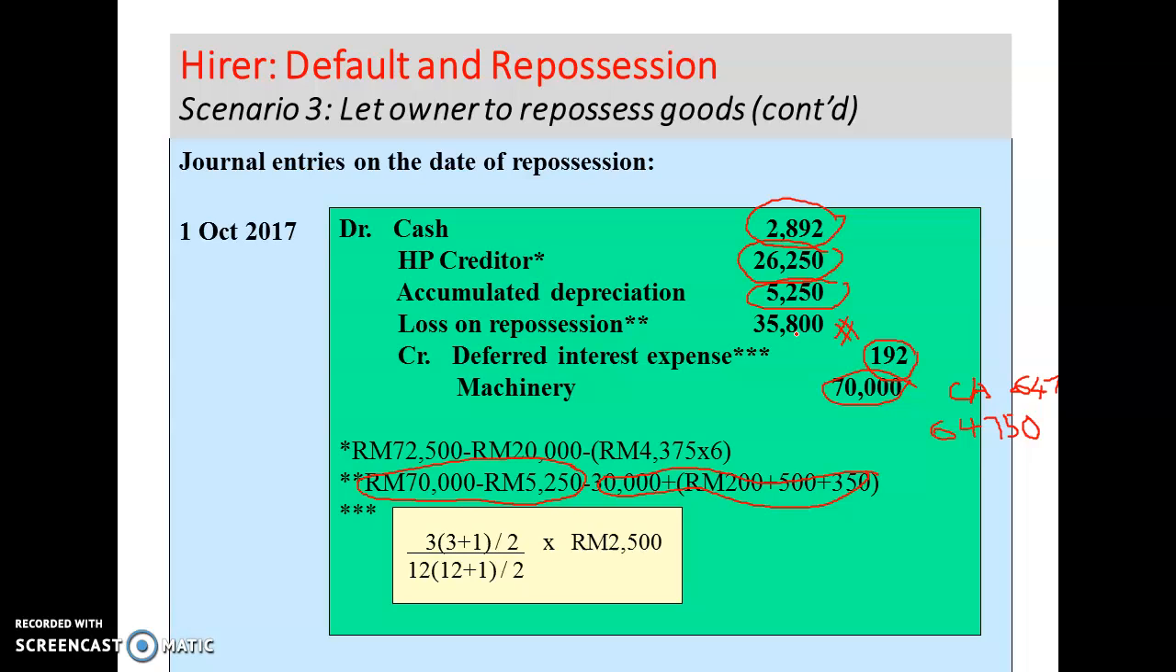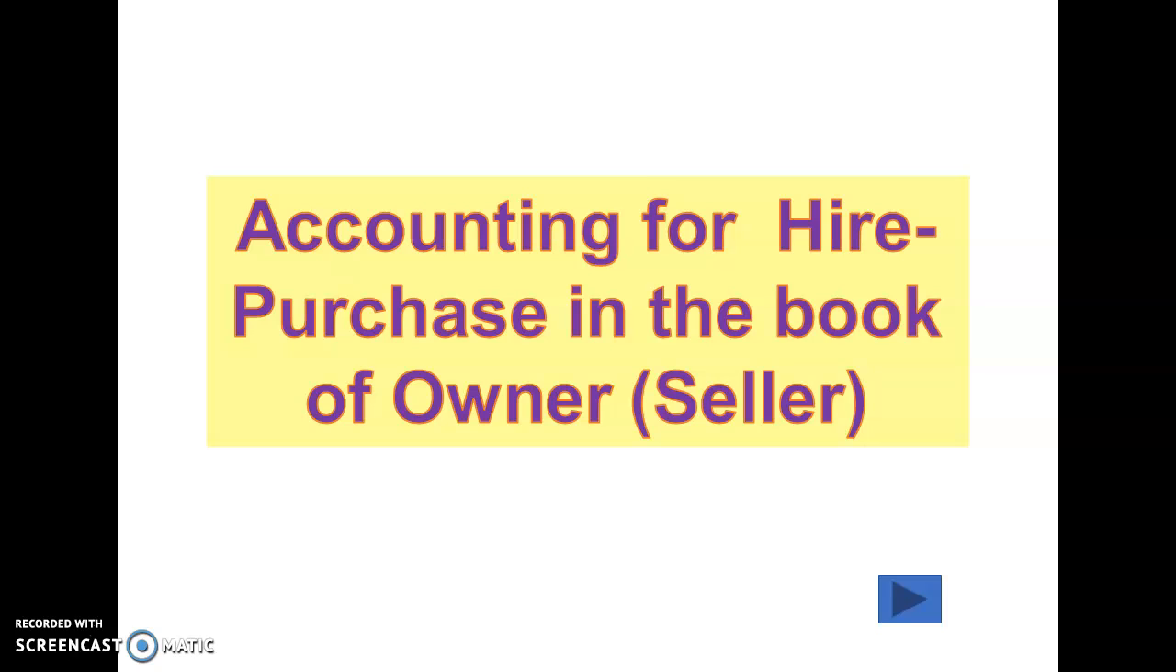So that means in the book of hirer, there will be a loss that needs to be borne by the hirer. Even though he received cash at the end, he actually has to bear lots of interest and cost, and it is a loss on repossession. Alright, so that's about the repossession in the book of hirer. Next, we're going to look at the repossession in the book of the owner.